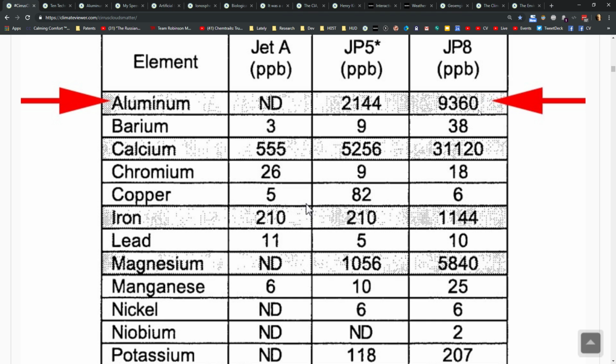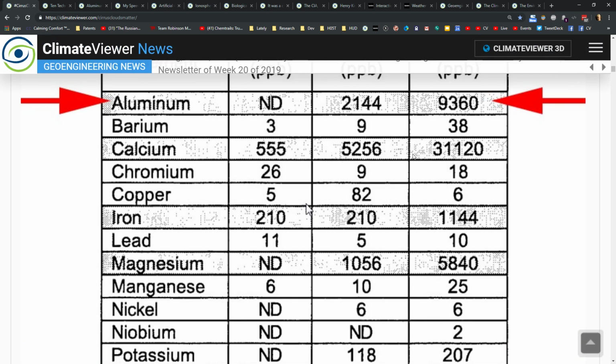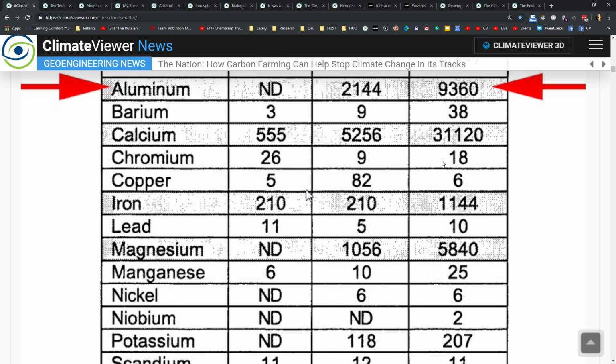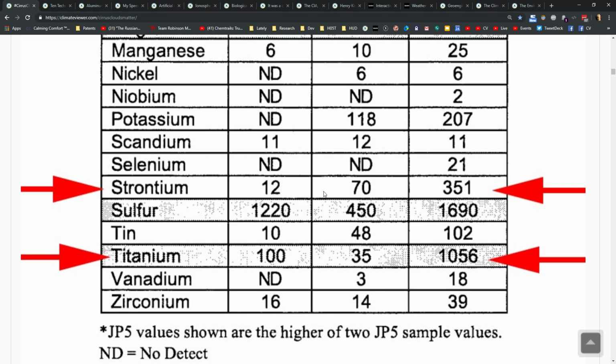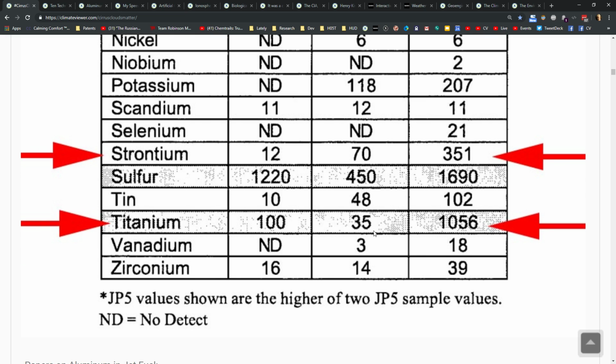So there's a lot of aluminum coming out. Also during that switch, they went from 5,000 parts per billion of calcium to 31,000 parts per billion of calcium. That's a huge increase, and the increases are all down the board. Here's your strontium: 12 in Jet A, 70 in JP5, 351 in JP8. JP8, some dirty jet fuel. Titanium went from 35 to 1,056 parts per billion.